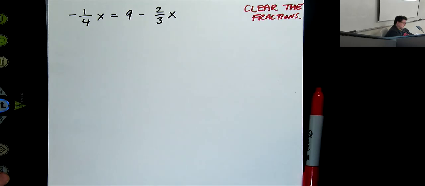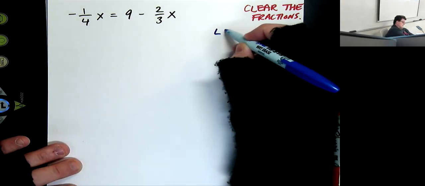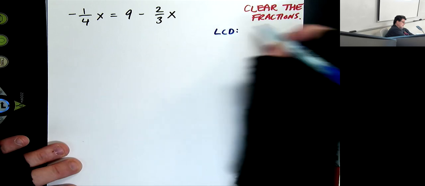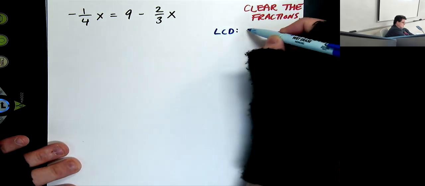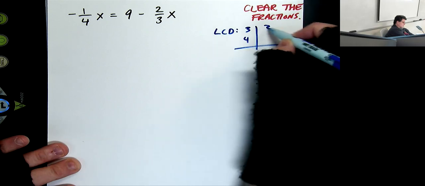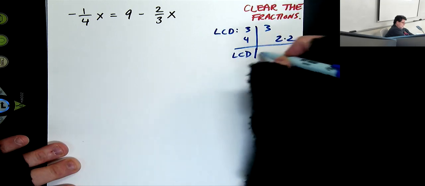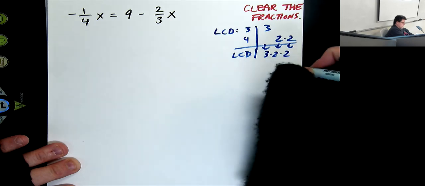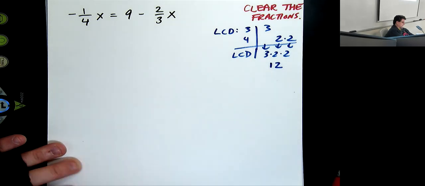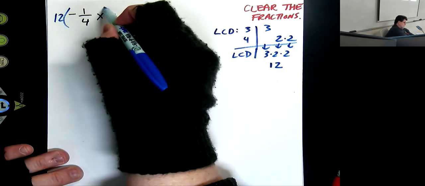So what is the lowest common denominator here? Well, I've got two denominators. I've got 3 and 4. 3 doesn't change, and 4 is 2 times 2. That little table I gave you before should be how to do it. We're going to see that it ends up being one of each. We got 3 times 2 times 2 is 12. I'm going to multiply both sides by 12.